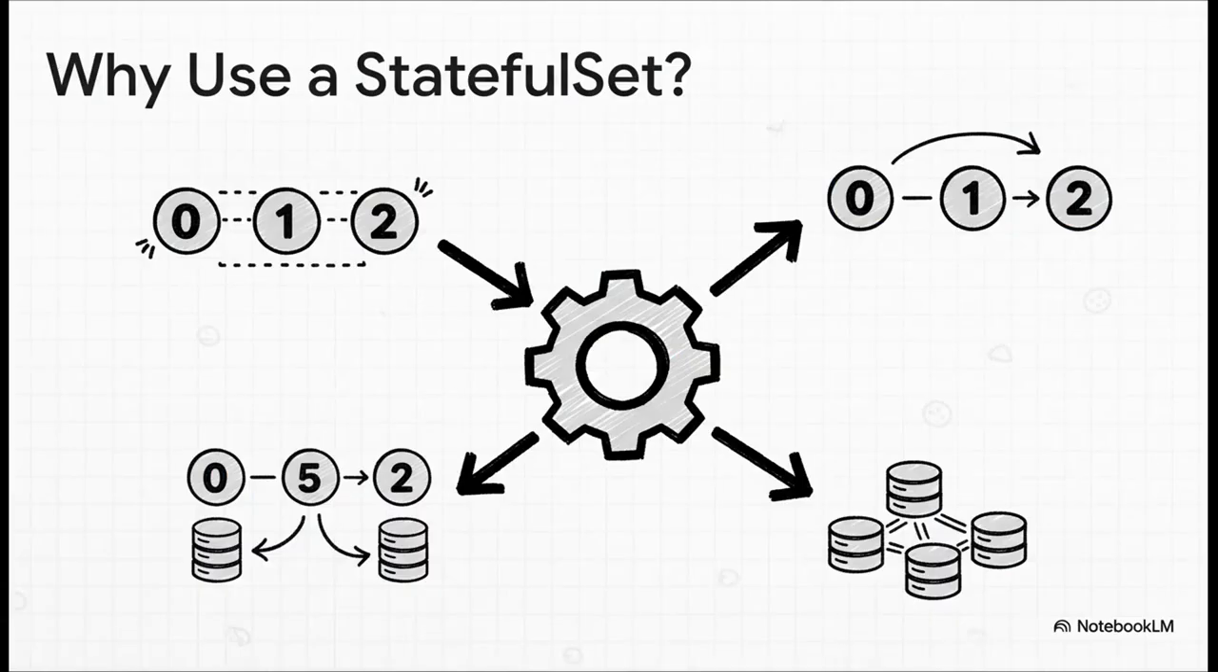So why bother? Well, you use a stateful set for a few critical reasons. First, those stable network names are vital for databases to find each other in a cluster. Second, you get ordered deployments, meaning Mongo 0 always starts up before Mongo 1. And of course, you get that stable, unique storage for each pod. For things like cluster databases, this isn't just a nice-to-have, it's absolutely essential.